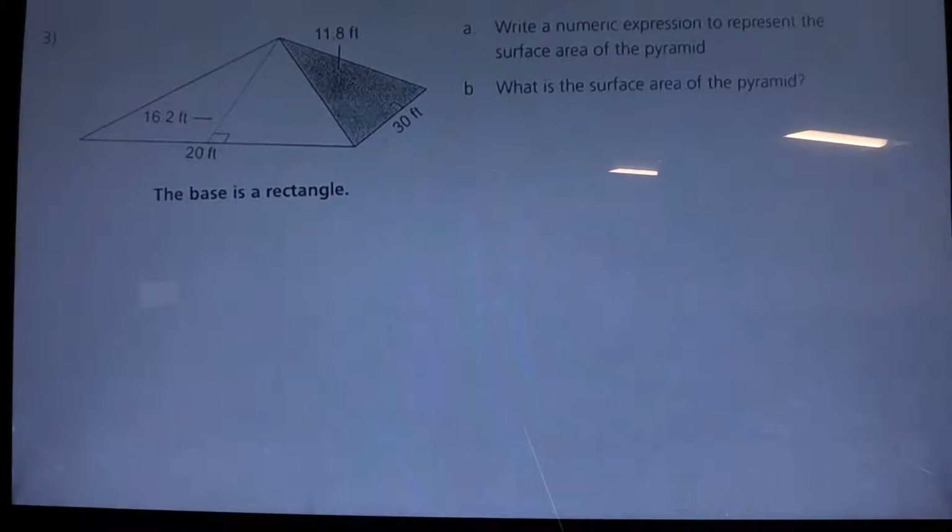Okay, here's a problem that some of my students had some difficulty with. This is another example where we have to find the surface area of a pyramid, but there's a little bit more to it than that. Okay, so let's take a look at what it's asking for.